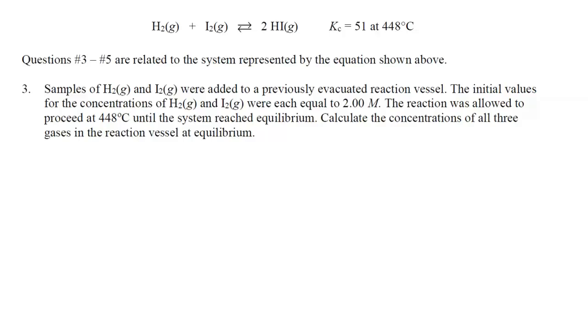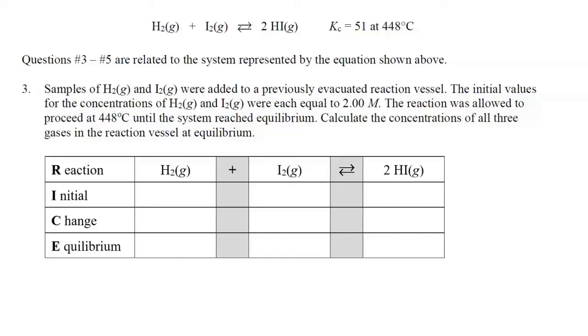Samples of hydrogen and iodine were added to a previously evacuated reaction vessel. The initial values for the concentrations of hydrogen and iodine were each equal to 2.00 molar. Now let's go ahead and make our RICE table. So there's the reaction, and the initial concentration of hydrogen and iodine were each 2.00 molar. There was no hydrogen iodide present at time 0. Let's go ahead and fill in a value of 0 molar for the concentration of hydrogen iodide initially.